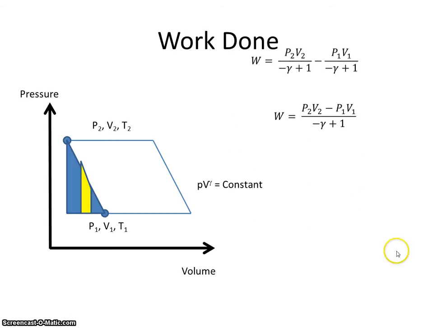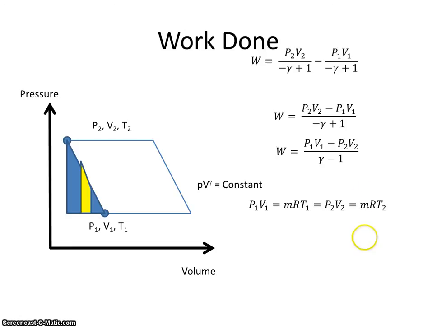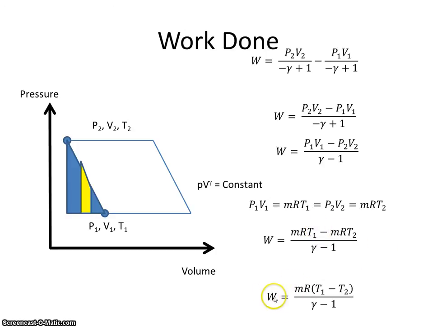Okay, so I get two fractions. I can get the lowest common denominator. I get that equation, and multiplying above and below by -1, I get that expression. However, we know from the ideal gas law that PV is equal to MRT1 and MRT2 for P2V2. So substituting those in, I get MRT1 and MRT2. M and R are common to both sides. So I can say that the work done by the compressor is MR(T1 - T2) over gamma - 1.